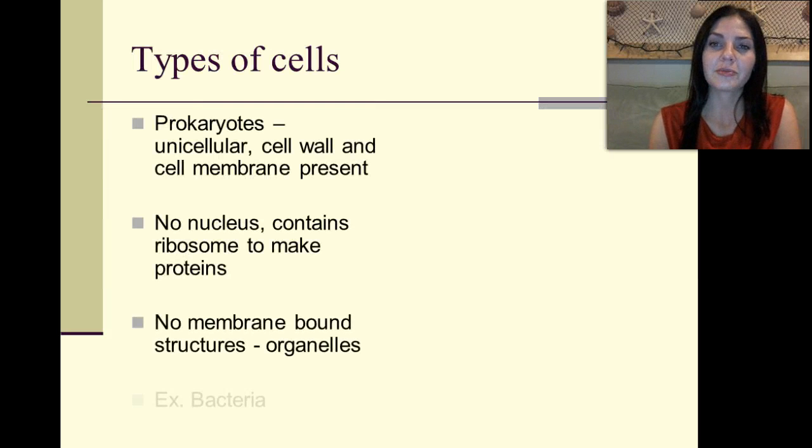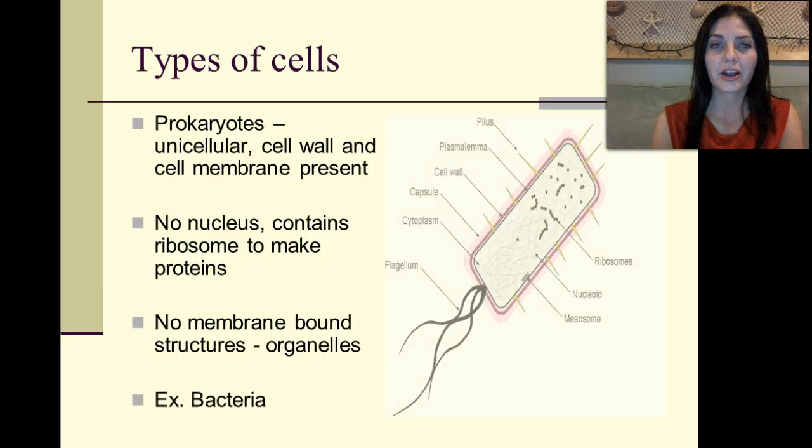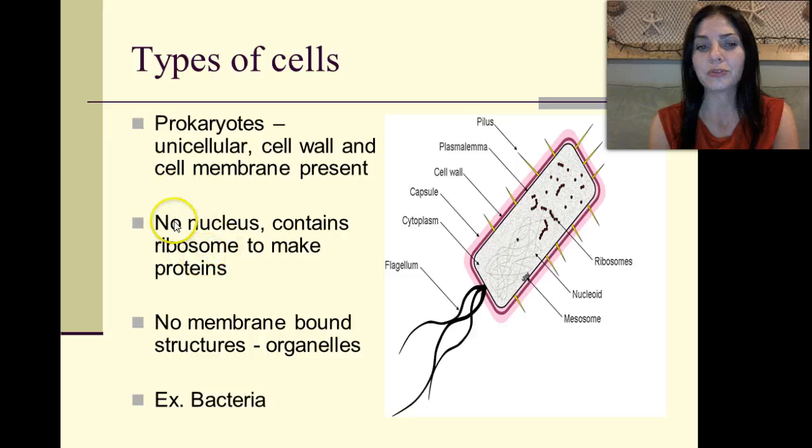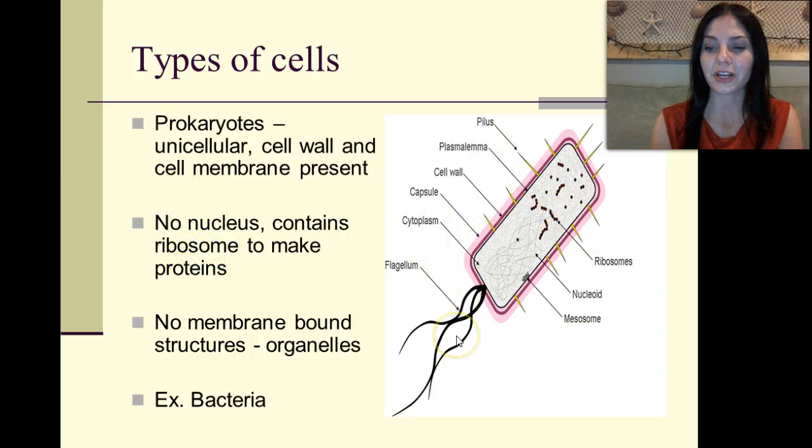There are two different types of cells. We have prokaryotic cells, which are unicellular, meaning one. They have a cell wall and a cell membrane present. They lack a nucleus, and they also lack membrane-bound organelles. However, they do have ribosomes, which help them synthesize, or make, proteins. Examples of prokaryotic cells are bacteria, and bacteria are living.